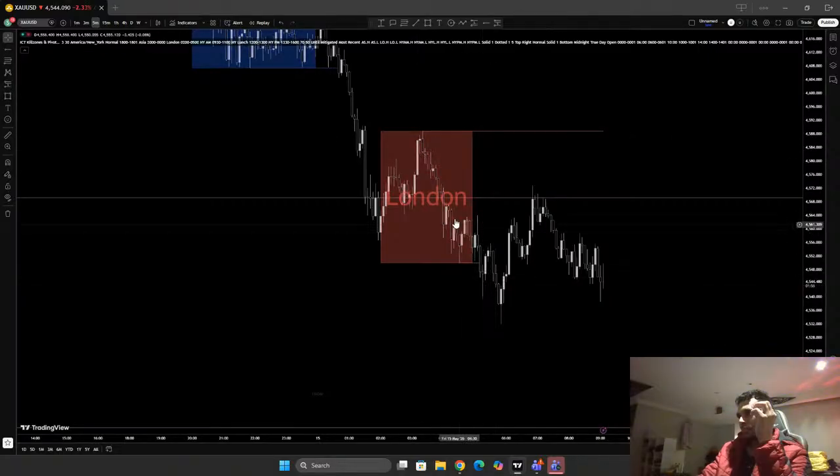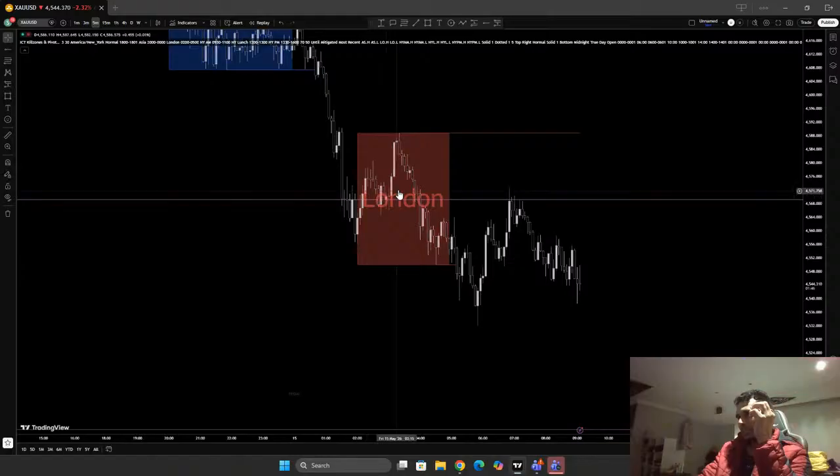Yeah, session low 50% level exactly to the break. So where the break happened.